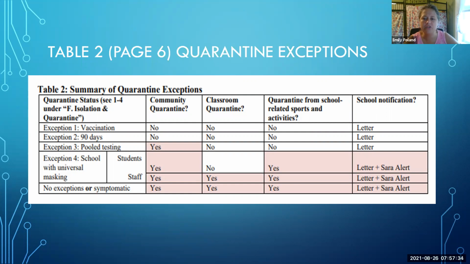So when you send in your list of close contacts, you're going to include all of those students and staff, even if they fit under exception number 4. You're going to put them on that close contact list, and then all of the people with no exception. You will not put people who are vaccinated or within their 90-day period. You will not put those people on your contact tracing template.